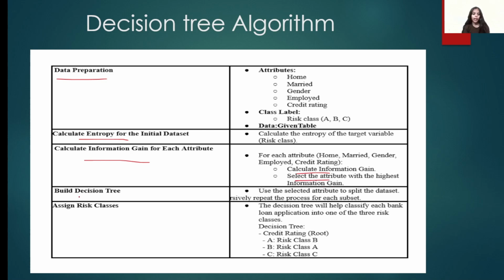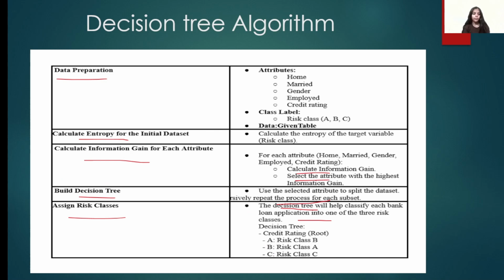The fourth step is to build the decision tree. Here we have to use the selected attribute to split the dataset. Repeat the process for each subset. The last step is to assign risk classes. The decision tree will help classify each bank loan application into one of three risk classes: decision tree, credit ranking, risk class B. Here we are assigning this class. This is our decision tree algorithm.